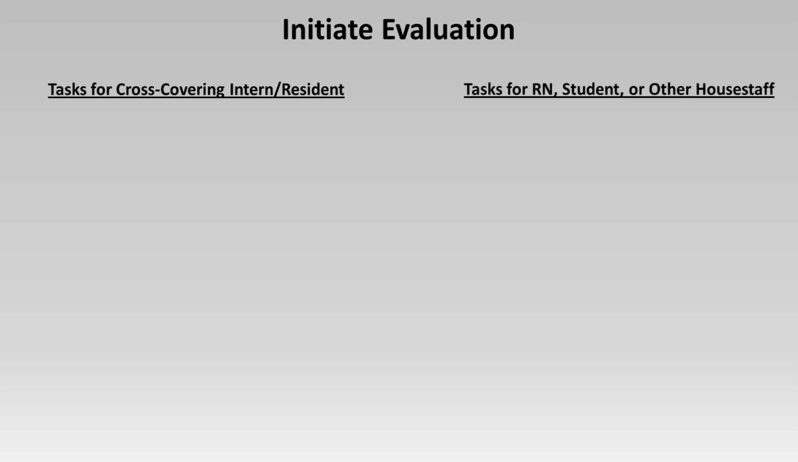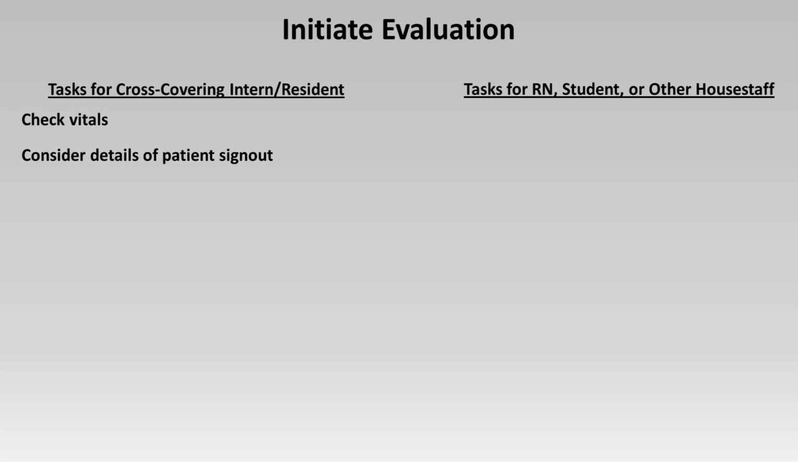What should a focused and time-efficient initial evaluation look like? Let's divide tasks into those best handled by you as a cross-covering intern or resident, and those best handled by the patient's nurse, a medical student, or other assisting house staff. You should generally recheck vitals yourself to eliminate any uncertainty as to whether vitals provided by ward staff are current. Next, consider the details of the sign-out you received on the patient from the primary team. For example, maybe it will mention that the patient has had similar episodes that have been successfully treated with such and such, or maybe it will mention a new medication that was started today.